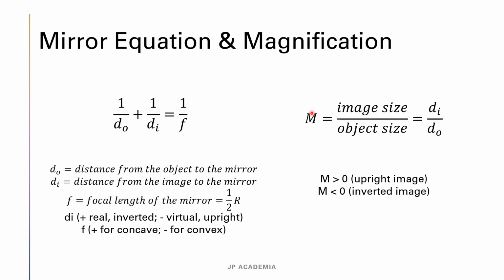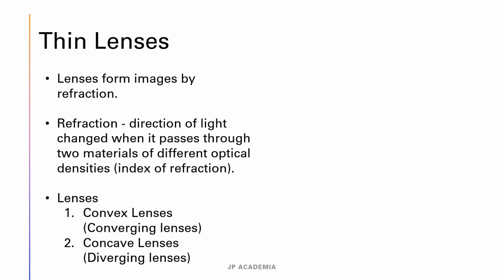Next, we have this expression for the magnification. So m is equal to the image size over the object size, and this is equal to negative d_i over d_o. Note that when your m is positive, it means you have an upright image, and when your m is negative, you have an inverted image.